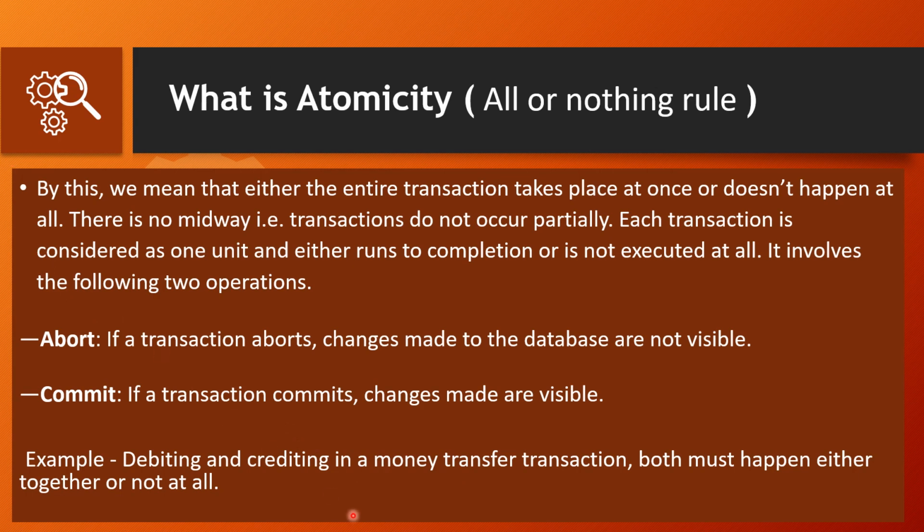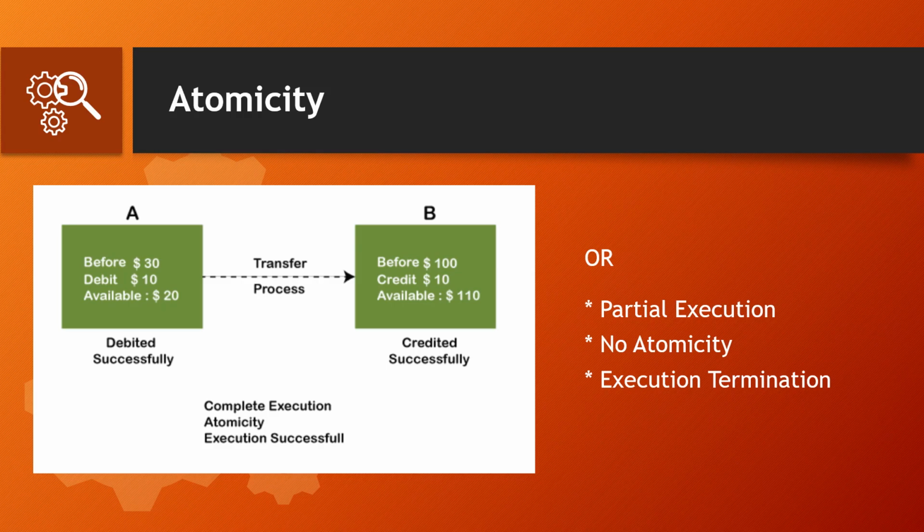Let's take an example, debiting and crediting in a money transfer. Both must happen either together or not at all. Let's try to understand this concept with an example. Suppose person A is going to do a fund transfer to person B. Before the transaction, person A had $30. He debited $10. If the transaction is successful, he must have $20 left in his account.